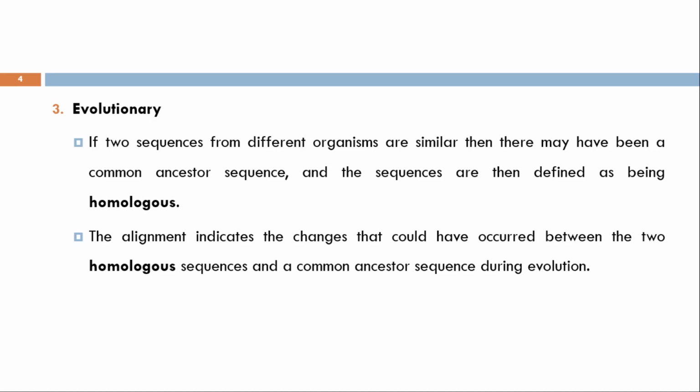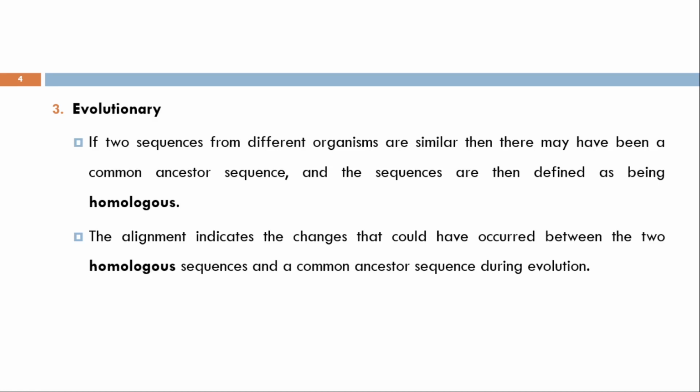The importance number three, the evolutionary relationship. If two sequences from different organisms are similar, then there may have been a common ancestor sequence, and the sequences are then defined as being homologous. All right. So if two sequences have a common ancestor, then obviously both sequences should show a strong level of similarity, and in that case, the sequences are called homologous sequences.